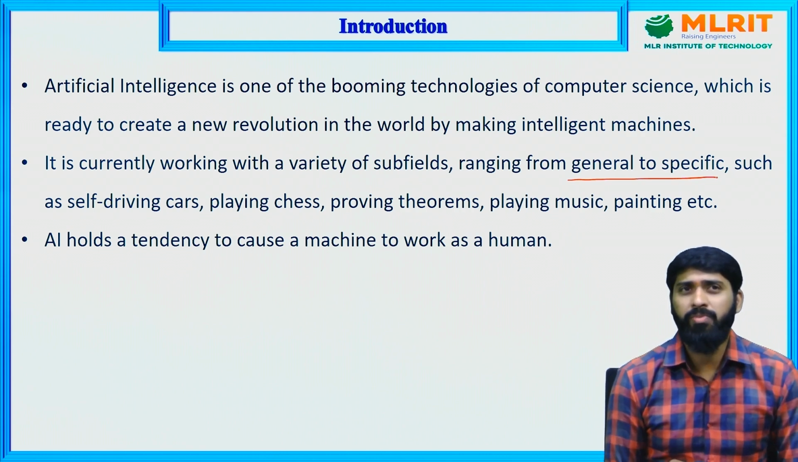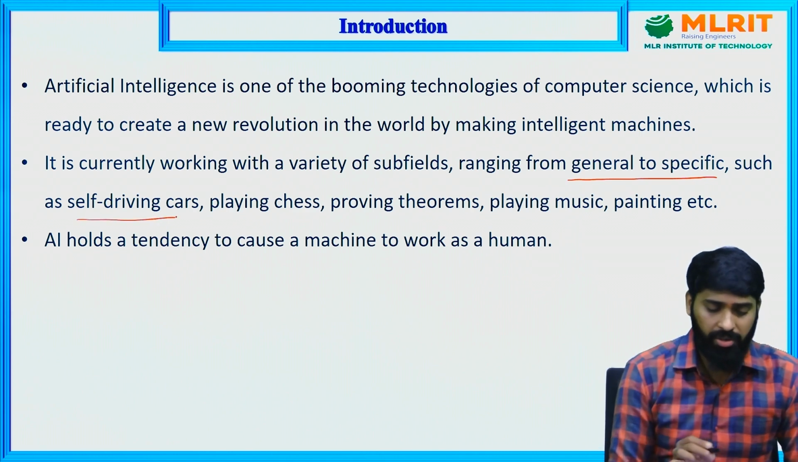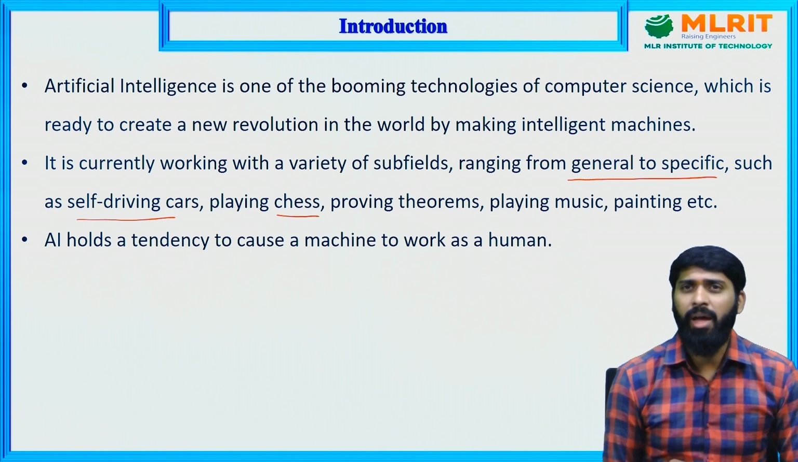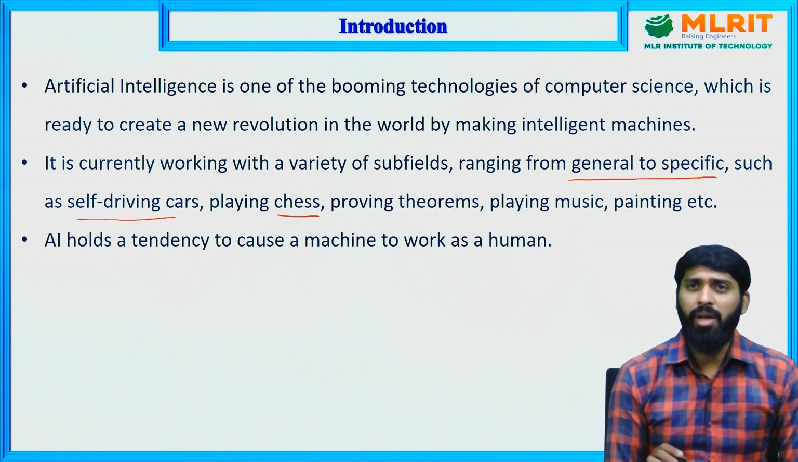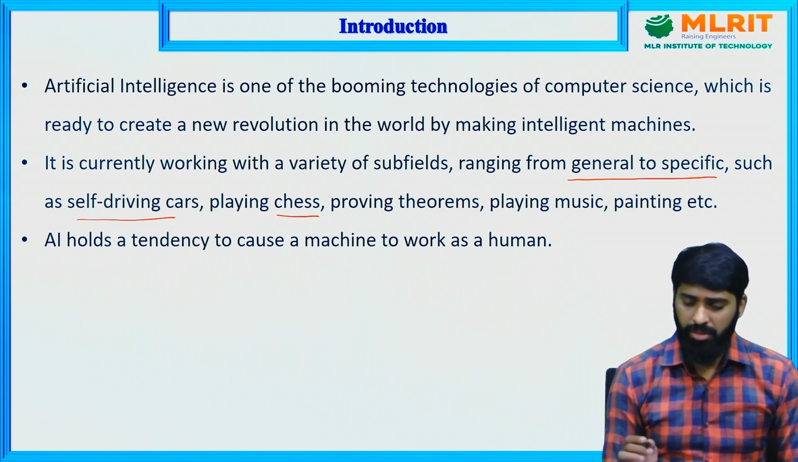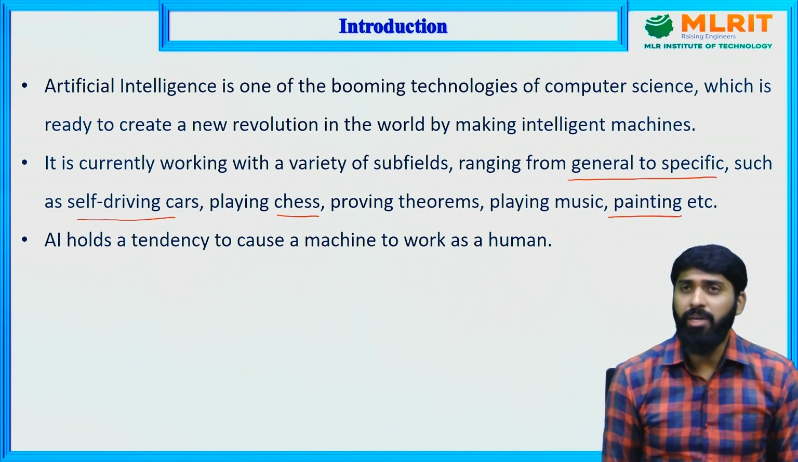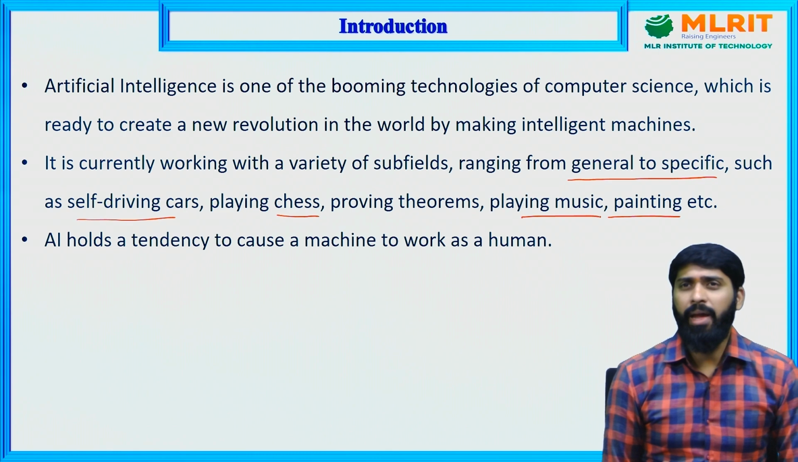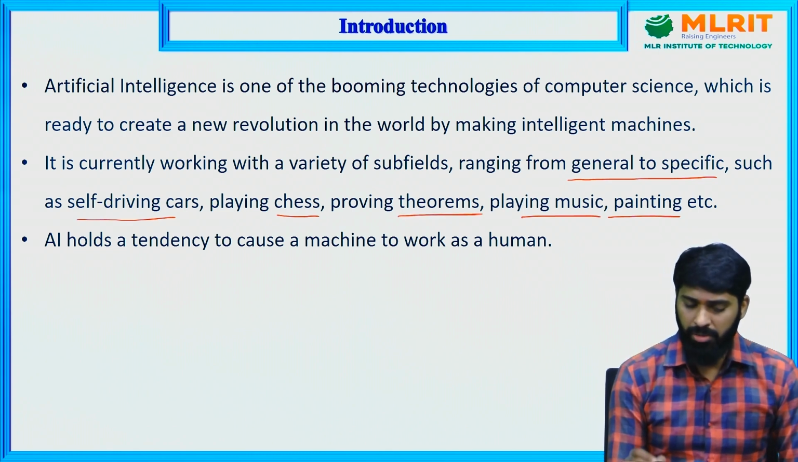General to specific means we are using these AI technologies in self-driving cars, and we use AI in playing chess. We use AI in many fields. In today's world, normal people also use AI technologies in their WhatsApp and Instagram. So that is from general to specific. You are using AI tools for painting, for playing music, and we use these AI tools for proving theorems also.